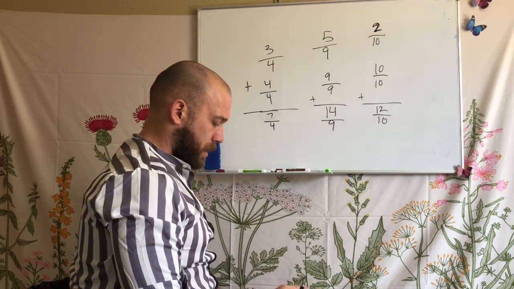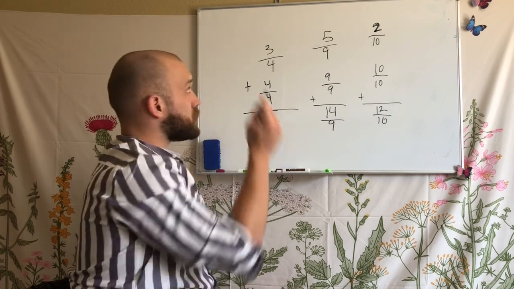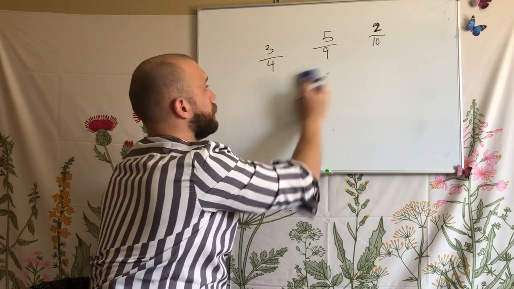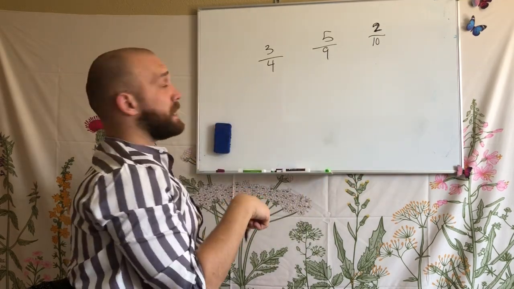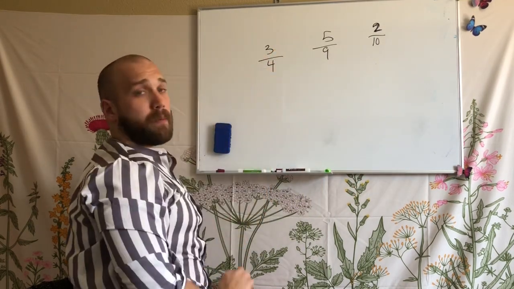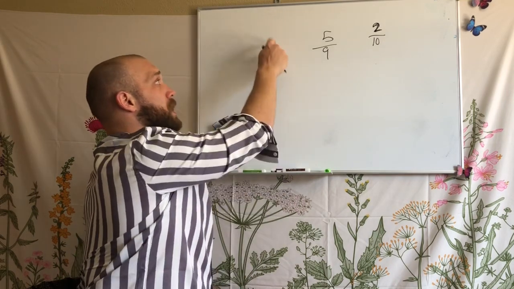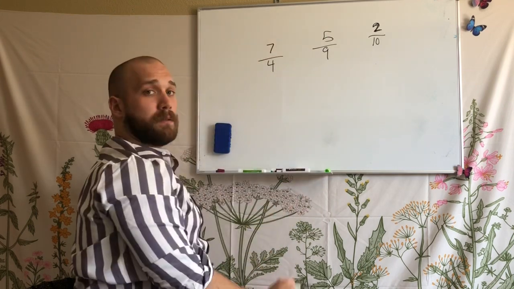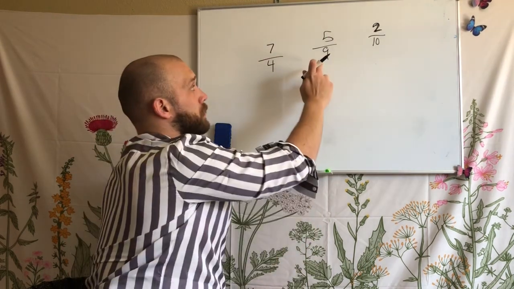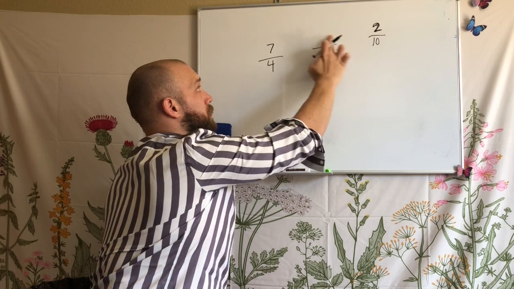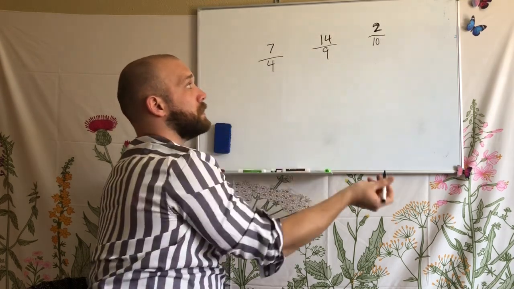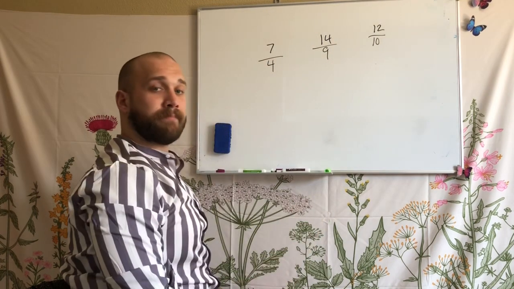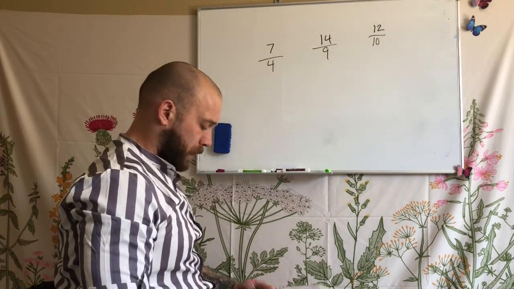So, a simpler way of doing this is just scratching out the top. Instead of what I just did, adding that, I can just add 4 to the top number. I'm just adding the denominator on top of my numerator. What's 4 plus 3? 7. That's one more. 9 plus 5? 14. 10 plus 2? 12. Those are each one more.